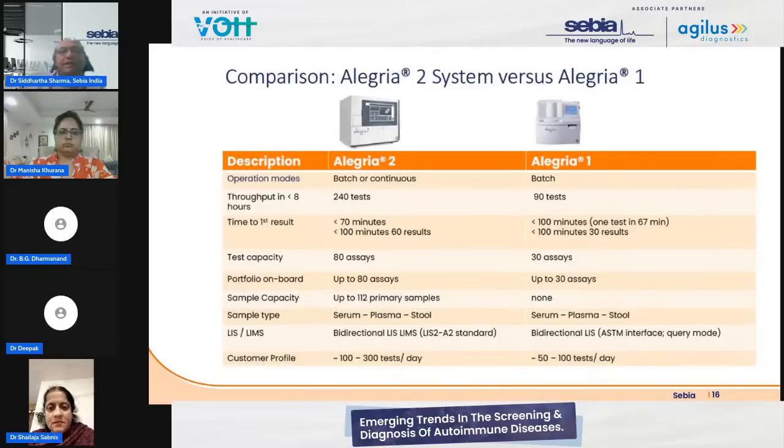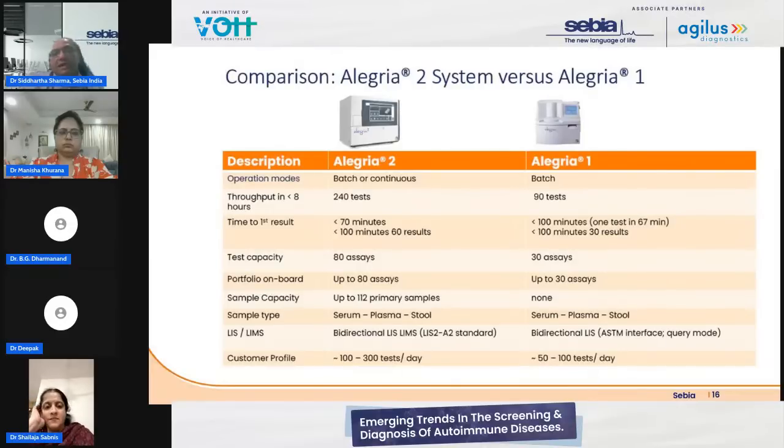240 tests can be done in Allegria 2 in less than 8 hours. Allegria 1 does 90 tests. Time to result is less than 70 minutes in Allegria 2, whereas it is less than 100 minutes in Allegria 1. Test capacity is definitely more in Allegria 2. You can have 80 assays performed in one go compared to 30 assays in Allegria 1.